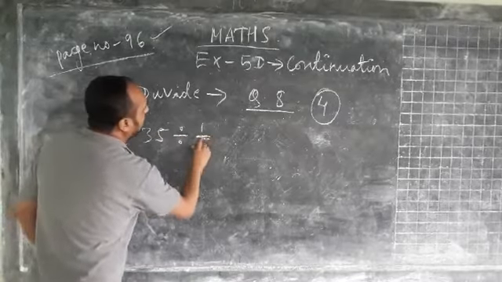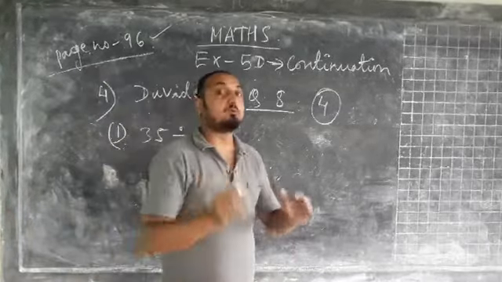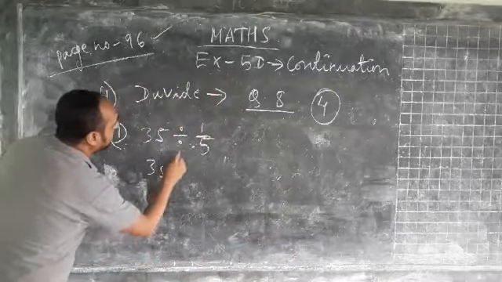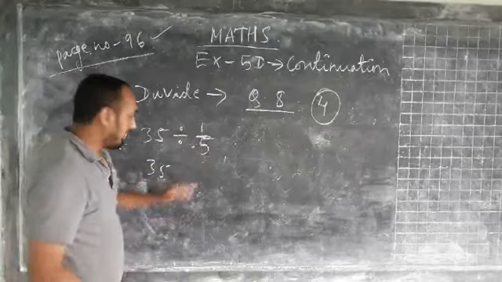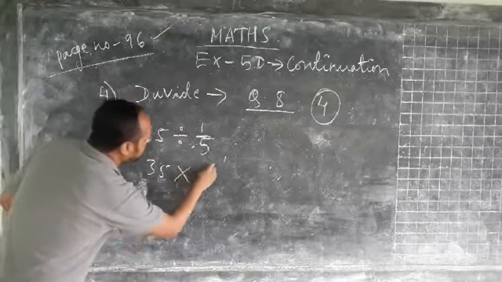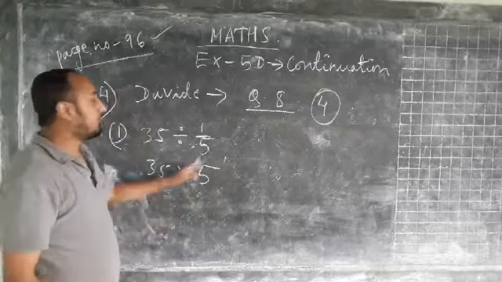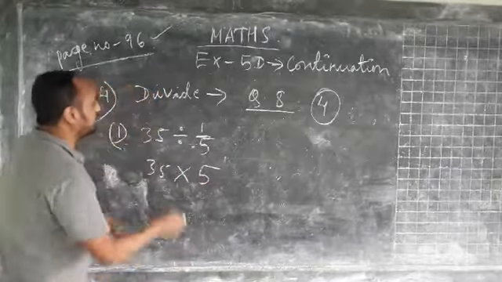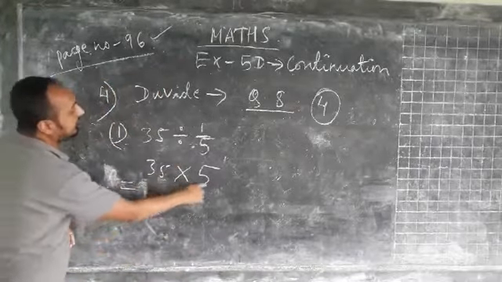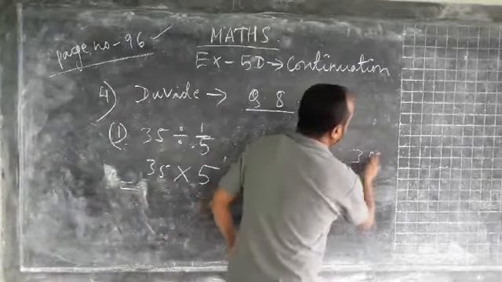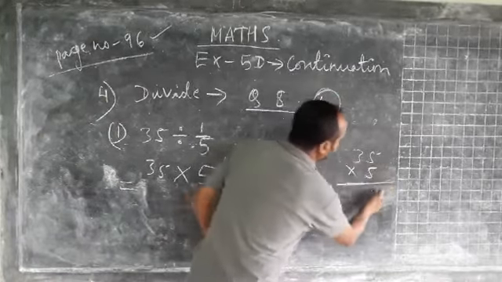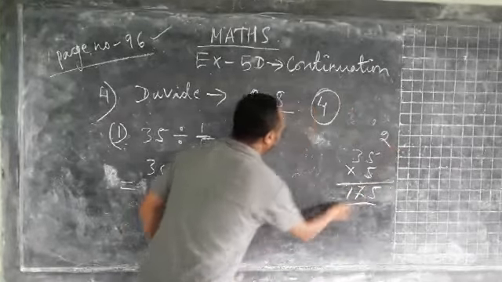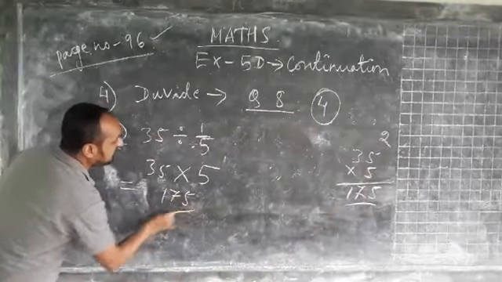35 divided by 1 by 5. Now here when we divide we have to change the sign. If it is 35 divided by 1 by 5, then when we change this one, it will be 5. The value will interchange, and the answer will be 35 into 5. 5 5s are 25, 5 carry 2. 5 3s are 15 plus 2, 70. So your answer will be 175.